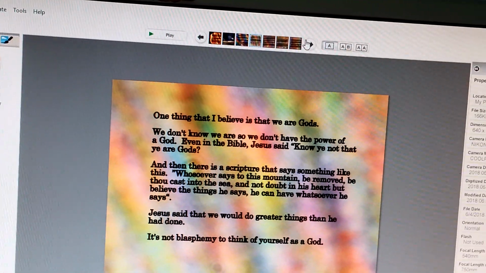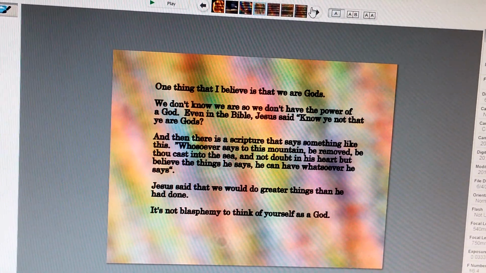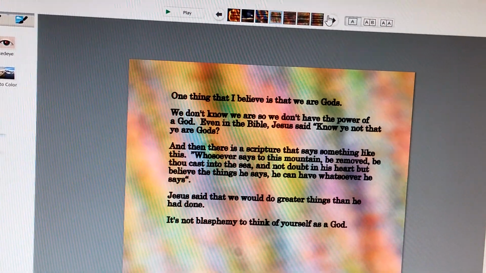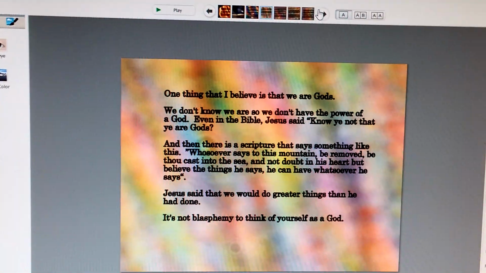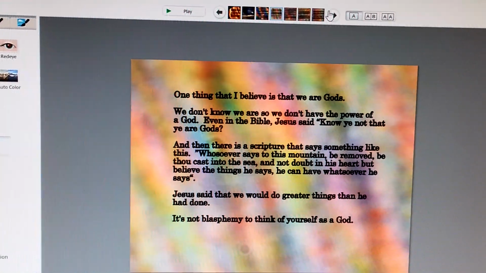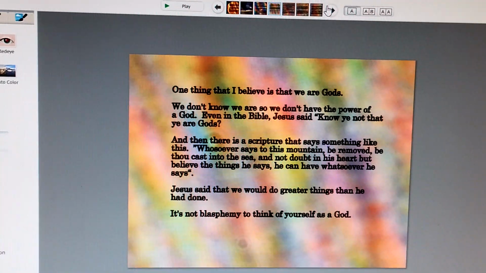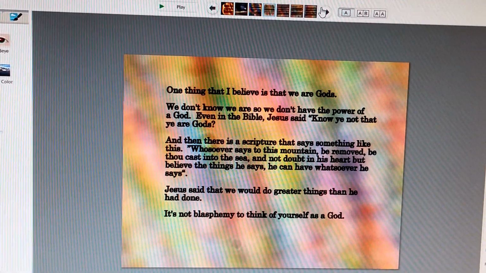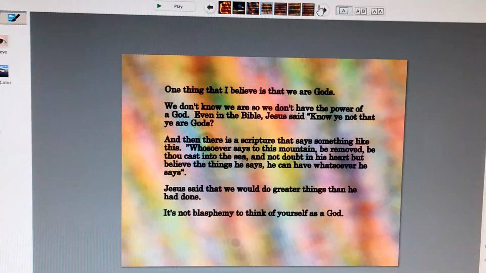One thing that I believe is that we are gods. We don't know we are, so we don't have the power of a god. Even in the Bible, Jesus said, "Know ye not that ye are gods?" And then there's a scripture that says something like, "Whosoever shall say to this mountain, be removed, be thou cast into the sea, and not doubt in his heart, but believe the things he says, he can have whatsoever he says."